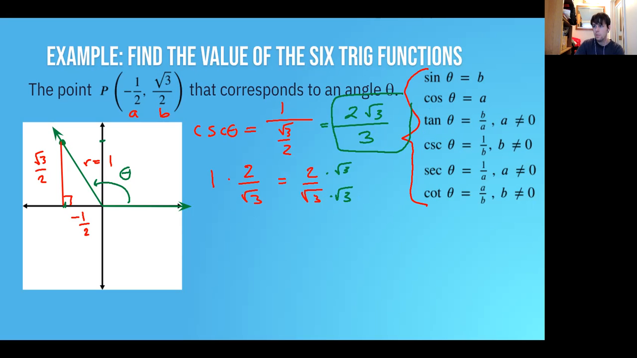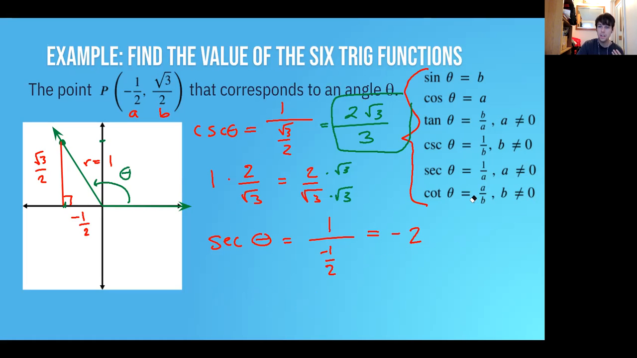The next one won't be so bad, secant. Secant is 1/a, so 1 over the x coordinate. So 1 over -1/2. Again, remember that's multiplying by reciprocal, so 1 times the reciprocal of this. So -2/1, which is -2. So 1 times -2 is simply -2. That one was actually pretty easy. No rationalizing to be done there.